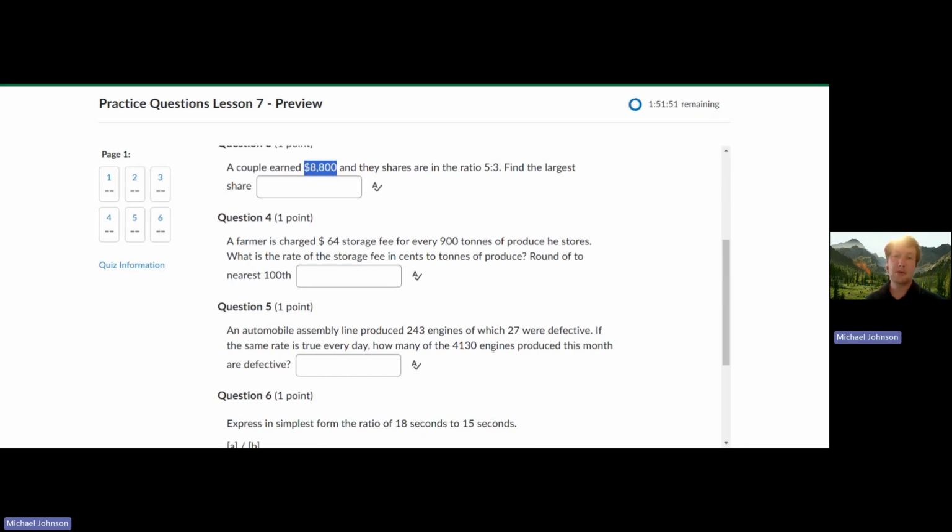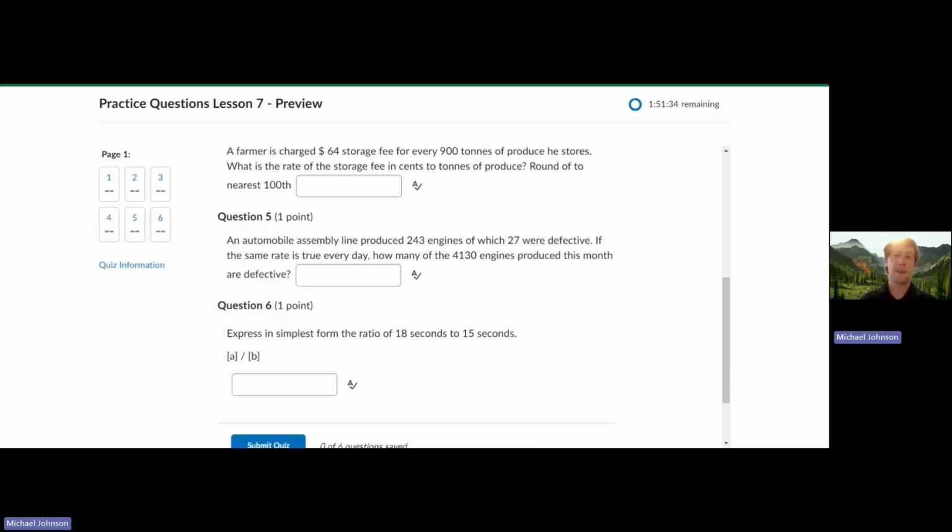Here, a farmer is charged a $60.40 storage fee for every 900 tons of produce he stores. What is the rate of the storage fee in cents to tons of produce? So you want to divide it. Divide the numbers, and then round it off to the nearest hundredth.